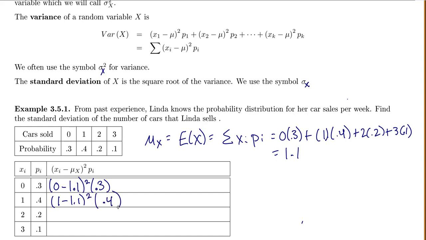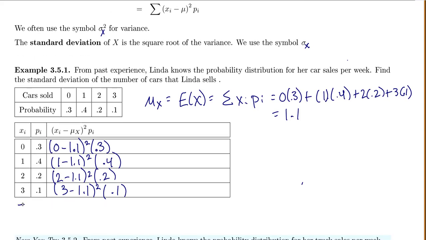And then here we have 1, our next x value, minus the mean of 1.1 squared times its probability of 0.4. Notice this is very similar to the standard deviation that we did for an actual list of data values. We just have to add times by the probability to weight it, because 0 is more likely than 3, so we weight it with the probability. Okay, then we'll have 2 minus 1.1 squared times 0.2, and 3 is my last x value, minus the mean of 1.1 squared and times by its probability of 0.1. Now, let's find the total by adding all of them.